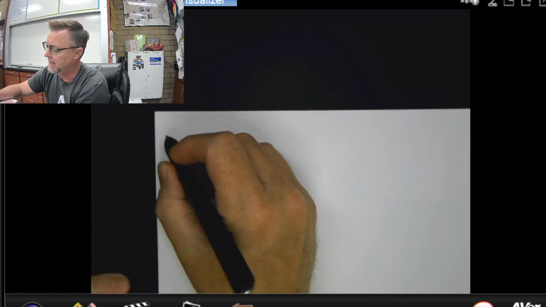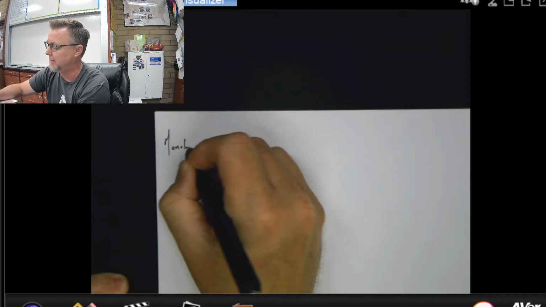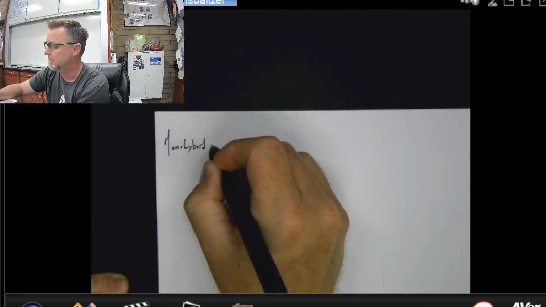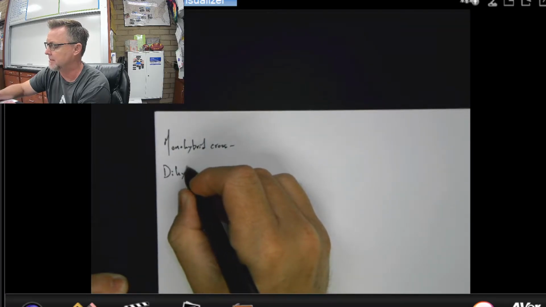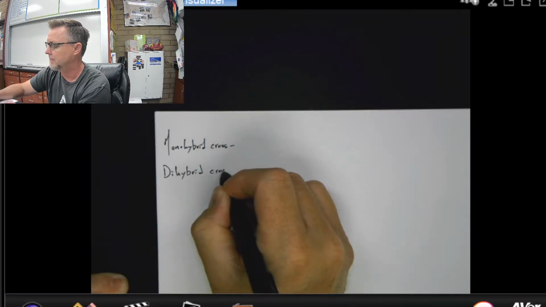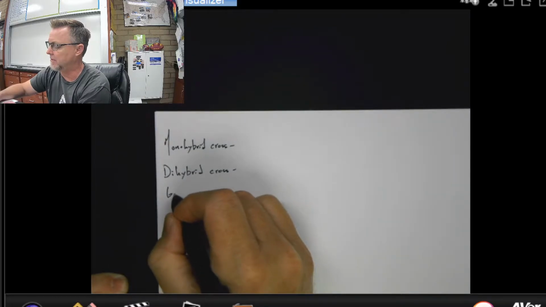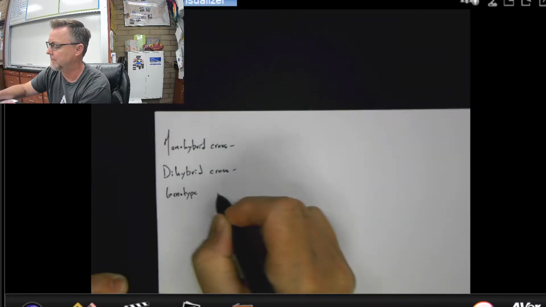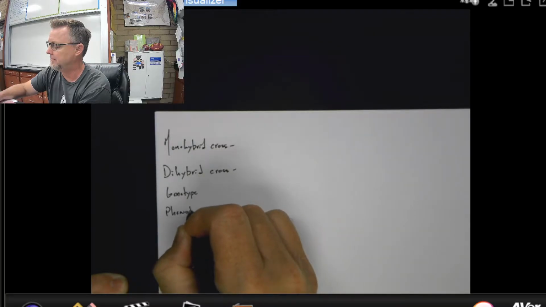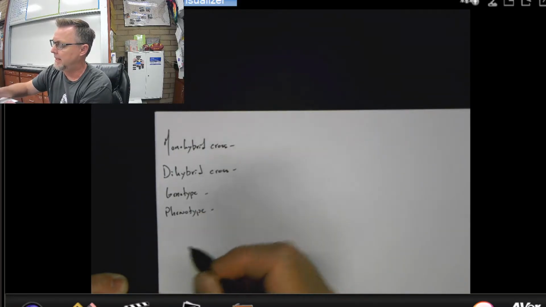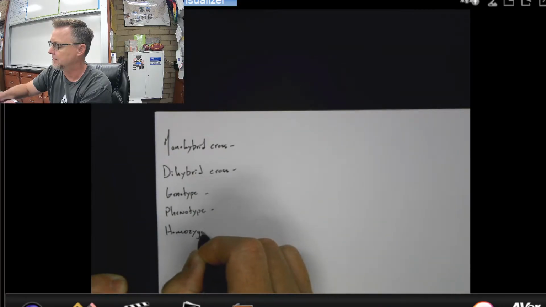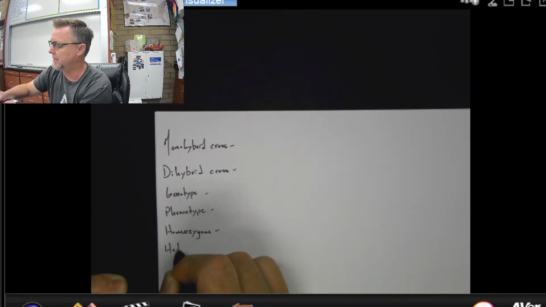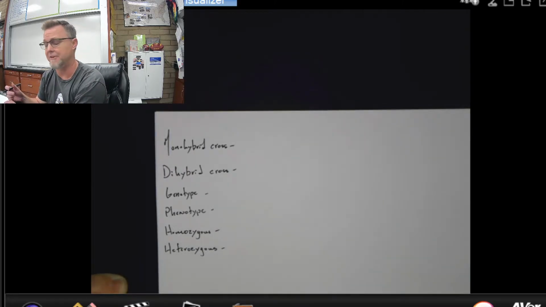We're going to start with the word monohybrid cross. Then, of course, we're going to do a dihybrid cross. Then we're going to talk about your genotype, your phenotype, and what it means to be homozygous, and what it means to be heterozygous. All right, so let's add the definitions here.